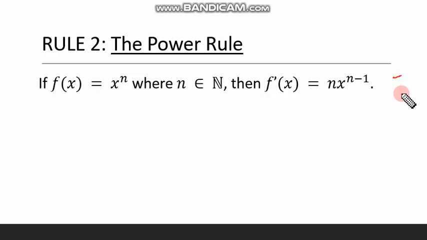According to the power rule, if f of x is equal to x raised to n, where n is an element of the natural numbers, then the derivative of that function is equal to n, the exponent, times x raised to n minus 1. So this is the power rule.